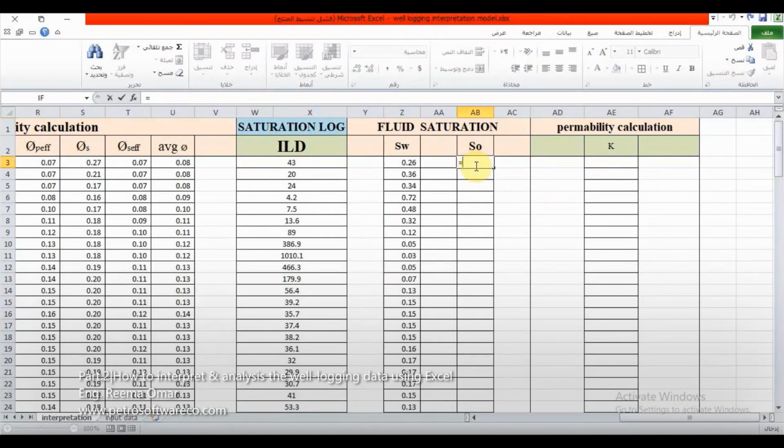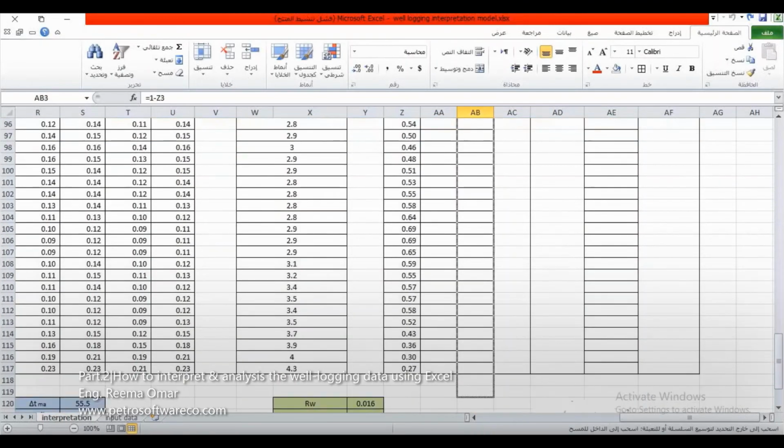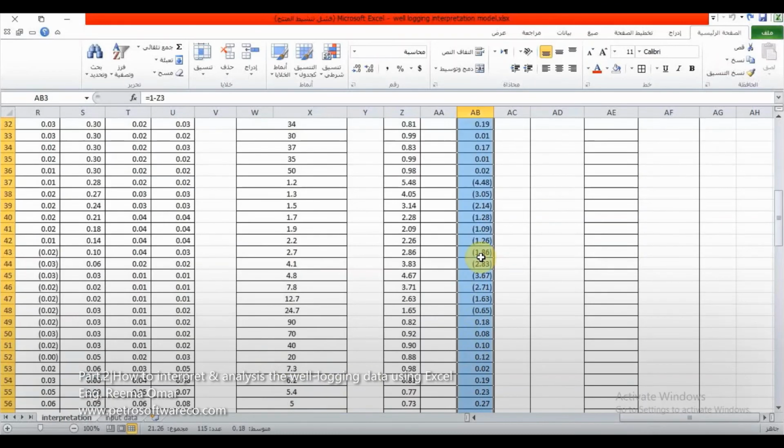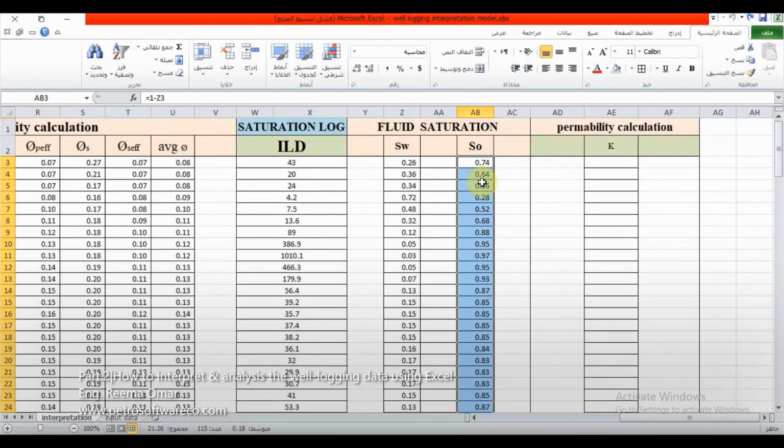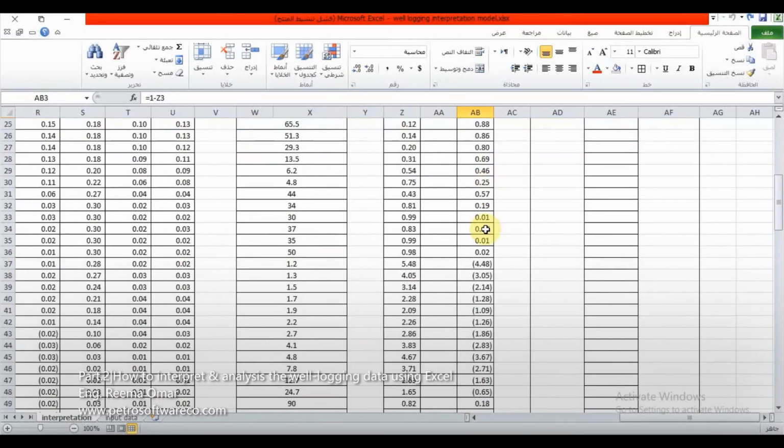Now you need to estimate the oil saturation. It is a simple equation: 1 minus water saturation. The oil saturation varies from zone to zone, and this one is so low because this interval is a shale interval.